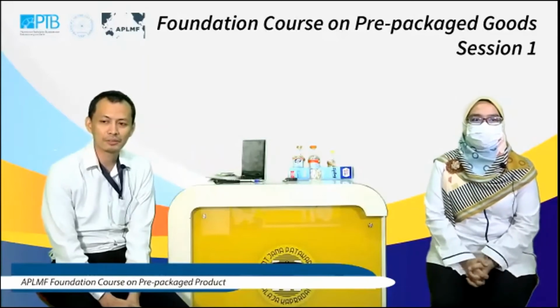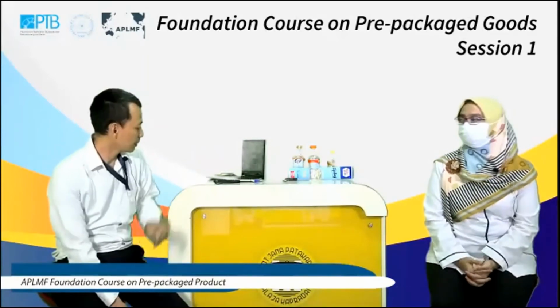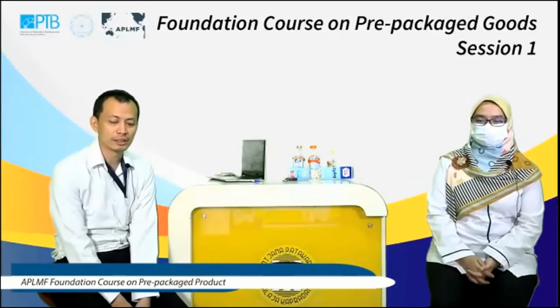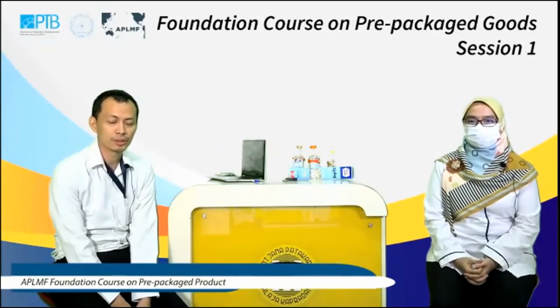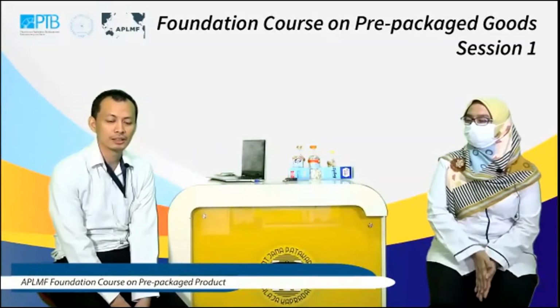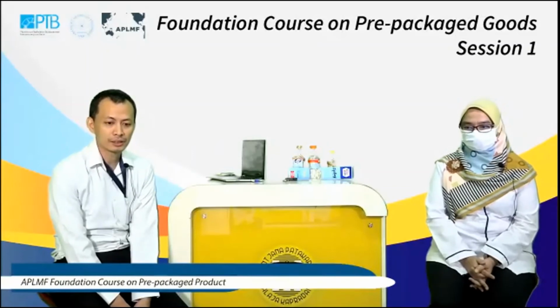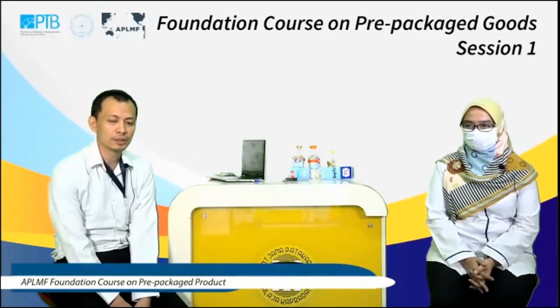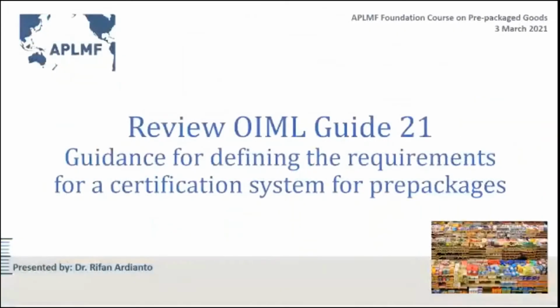Now we can start again for the next topic. The next topic we will talk about is OIML Guide number 21. I think this is the new guideline related to prepackaged products. It is regarding the certification system of the prepackaged products. You can see on your screen the presentation regarding the review of OIML Guide 21 with the title Guidance for Defining the Requirements for a Certification System for Prepackaged Products. So we will talk about Guide 21.